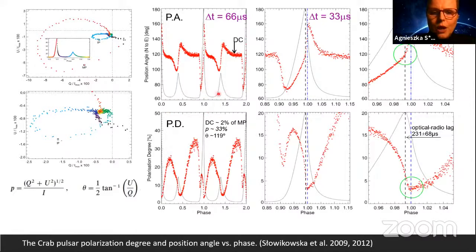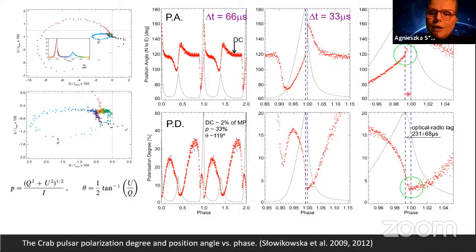And just to remind you, the star rotates 30 times per second. It's 2 kiloparsecs away. And with the highest resolution, we can go even to 4 microseconds. So 1 dot on the most right-hand panel is, in this case here, 10 microseconds. So you can see that there is a big swing, changes of the position angle.